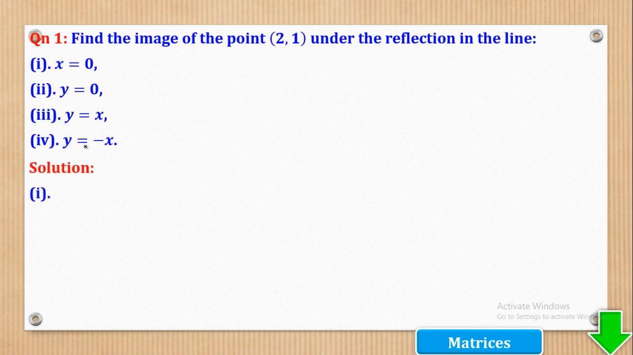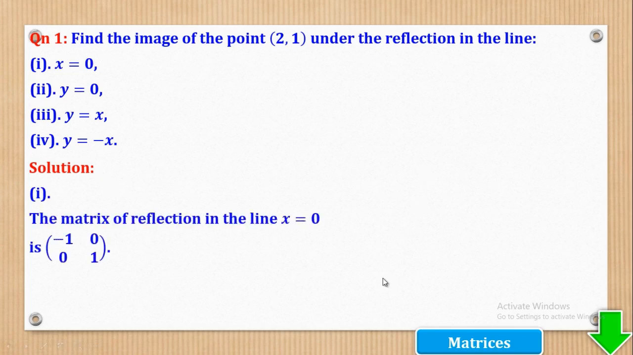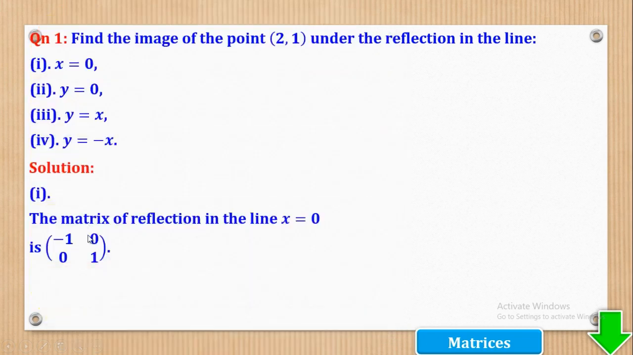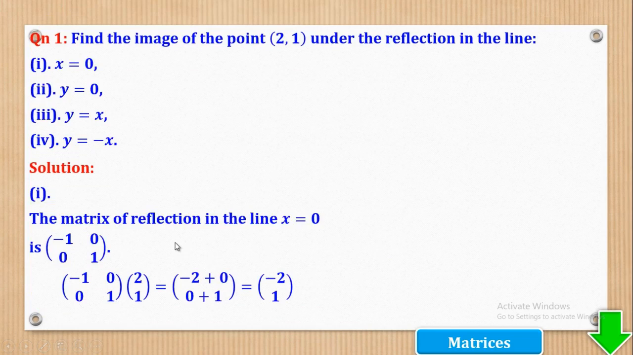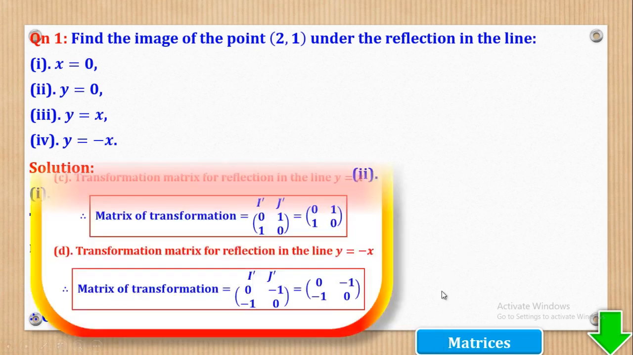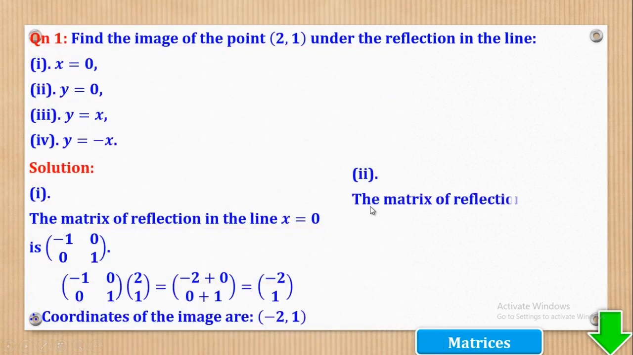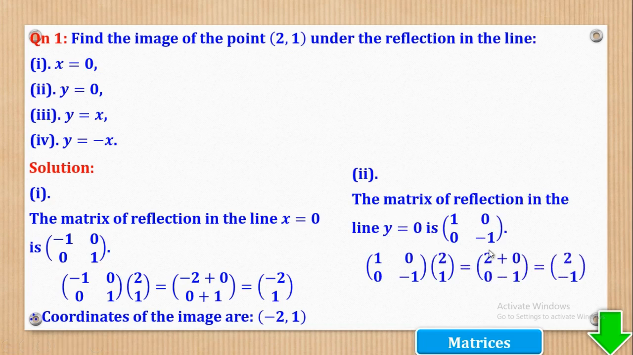So let's start with Roman 1. For Roman 1, we shall remember that the matrix of reflection for x equal to 0 is -1, 0, 0, 1. So I recall it, then I can multiply with the object to get the image. Then after that I write the image in coordinate form. Roman 2, y equal to 0: the matrix is this, so I state that the matrix of reflection is that. Therefore multiply that matrix with the object to come up with the image and write it in coordinate form.